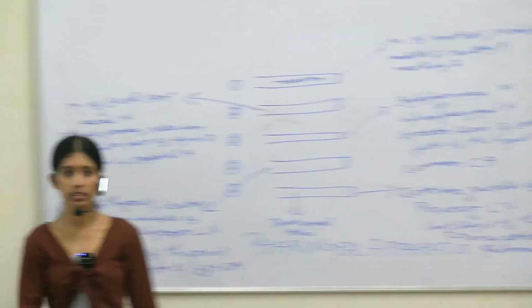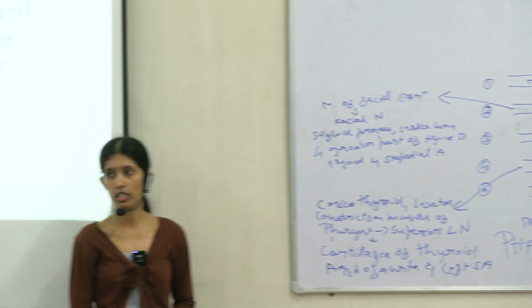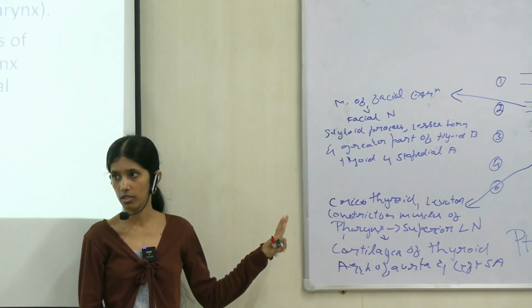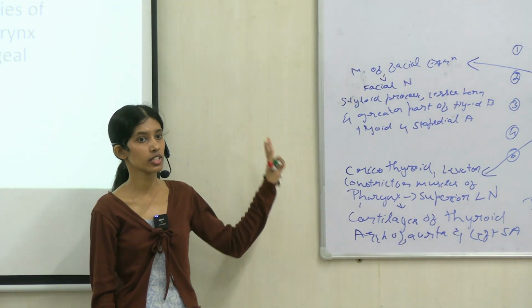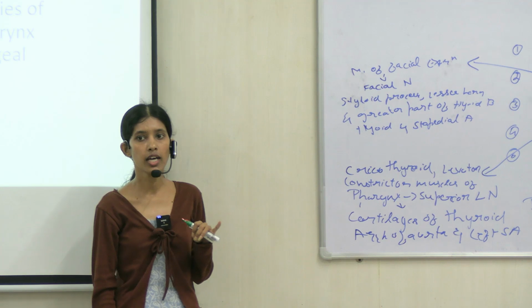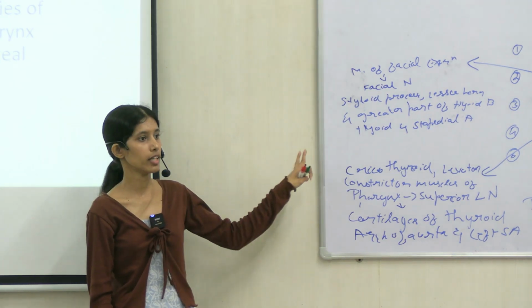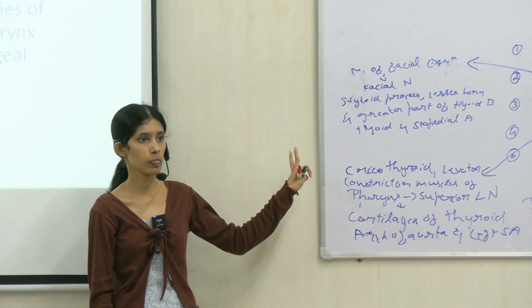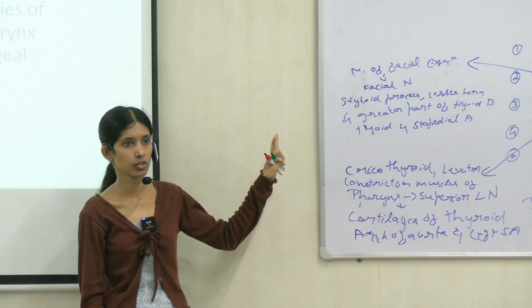So these are the mesodermal derivatives of your pharyngeal apparatus. Any doubts in this? Anyone? These are just the mesodermal derivatives. We still have to discuss the ectodermal and endodermal derivatives. Any doubts, class? I'll share the notes. You can take pictures later. Don't click pictures now.